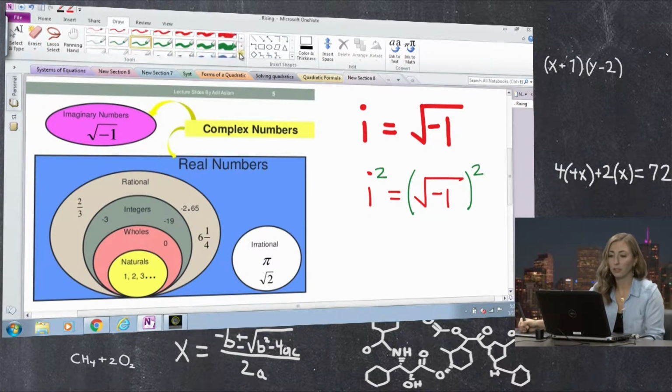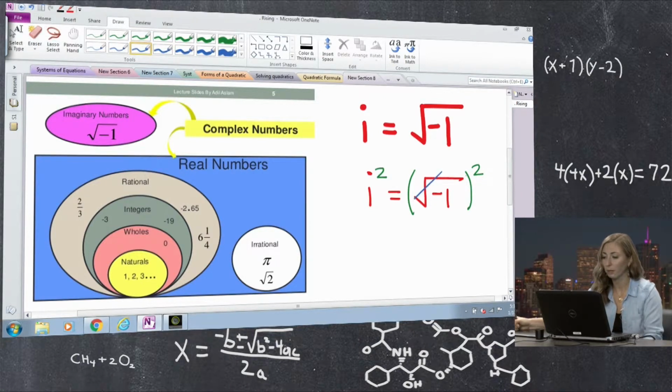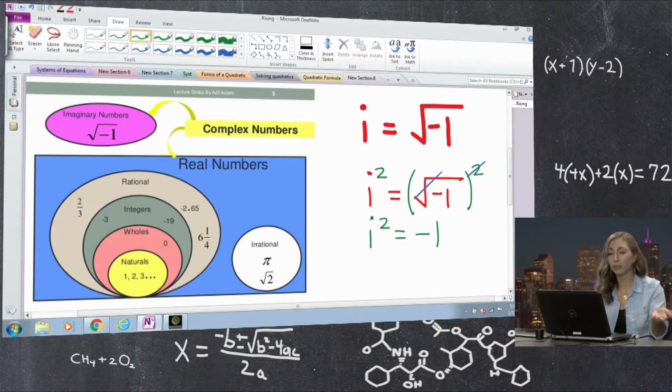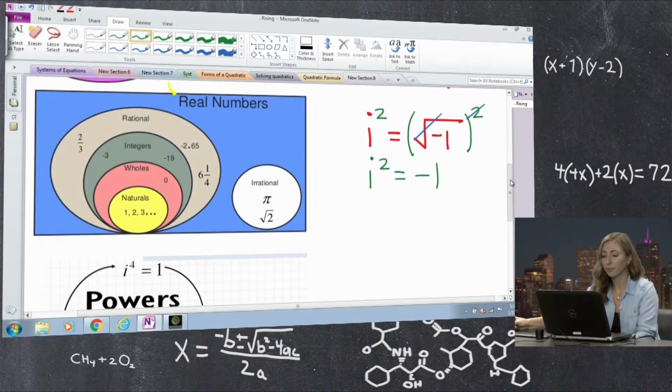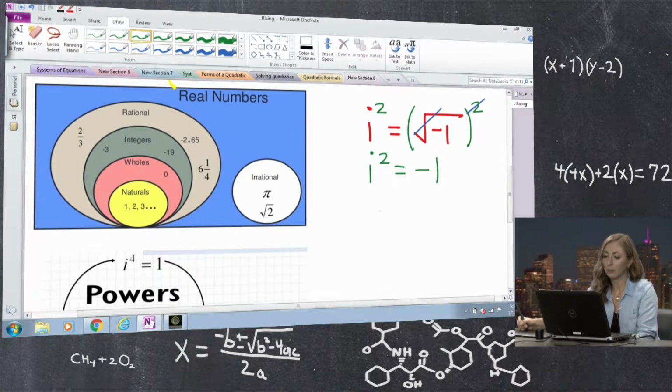So what happens then, you may notice this already, is that this square root and square are opposites of each other. They're inverses, and so they cancel each other out. So what ends up happening is that we end up rewriting our equation and saying that i squared is equal to -1, which is a real number. So if I take two imaginary numbers and multiply them together, I get a real number. Kind of like the same idea that if I multiply two negatives, I get a positive. It's a very similar idea. So i squared is equal to -1. We're going to continue this pattern and just see what happens.